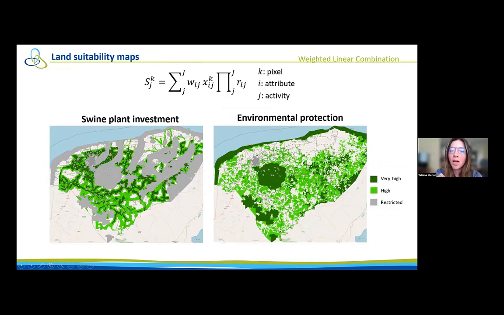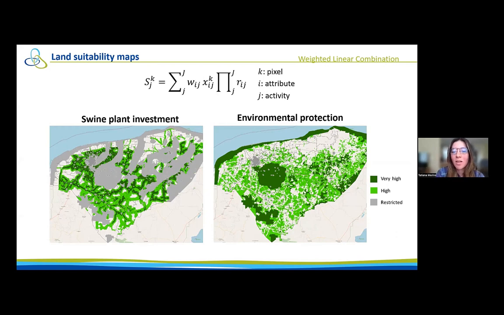So we then used the weighted linear combination to obtain the land suitability maps. This equation entails the importance weights obtained from the AHP indices, then the normalized values of the land attributes in the territory, and some restrictions that were related to the prohibited areas by law or the vulnerability of the aquifer. But here we were looking for the optimal locations for infrastructure investments.